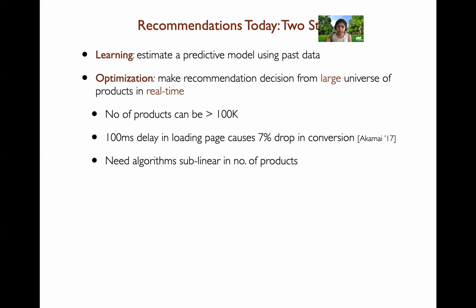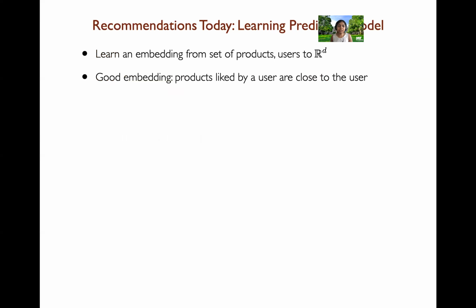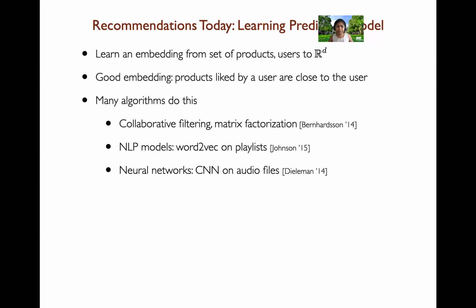Now, let me give some more overview of how each of these two steps is run today. In the learning step, embeddings are learned both for products and users onto some space, typically the d-dimensional Euclidean space. The idea that these embeddings try to capture is that products which are liked by a user are close to the user in this embedding space. This step has attracted a lot of attention from both academics and practitioners, and there exists a set of multiple mature algorithms to do this step.